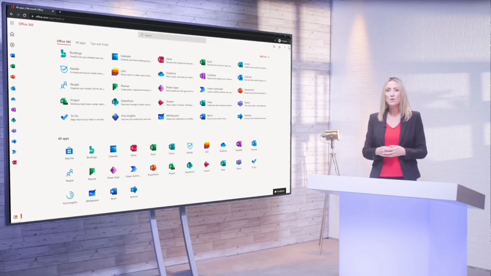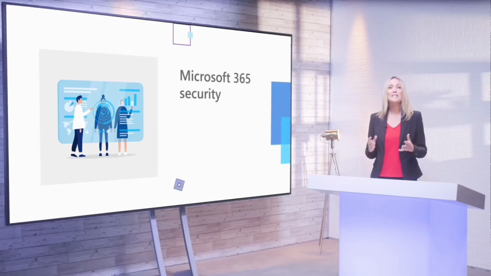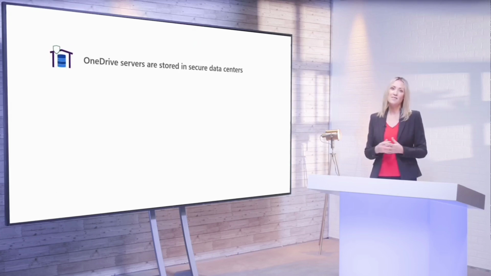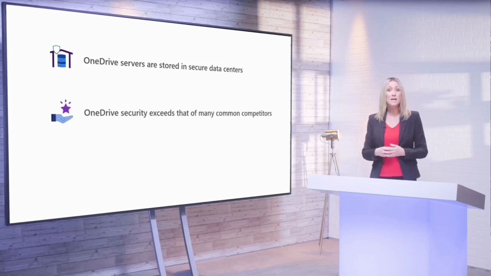This might lead you to raise questions around security and ask, how secure is Microsoft 365? You'll be relieved to hear that you don't need to worry. Microsoft 365 offers the same user-level security options and trust center as the desktop version. In fact, you can even enable encryption and set permissions using the Rights Management Service, also known as RMS. And if that wasn't enough, Microsoft's OneDrive servers are also stored in secure, specialized data centers where physical and virtual security is strictly regulated. In fact, for small to medium-sized businesses, Microsoft 365 offers better security than these organizations typically rely on.